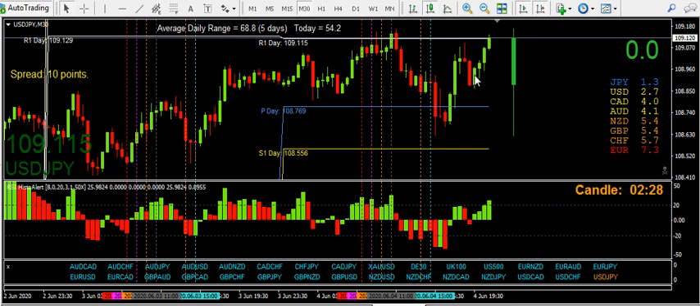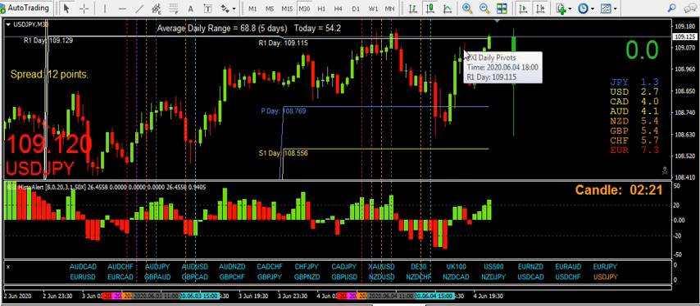So the 30-minute has reversed down. High, low, high, high, low, high, high, high, low, lower high, lower low. That's the 3 candlestick reversal to the short side.